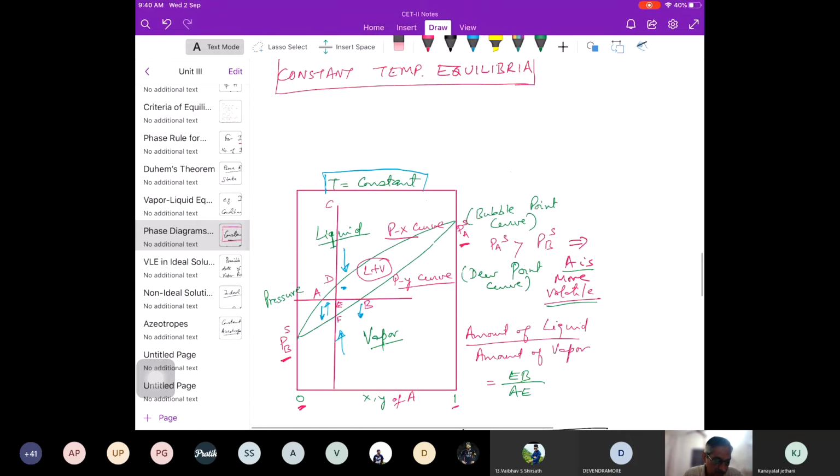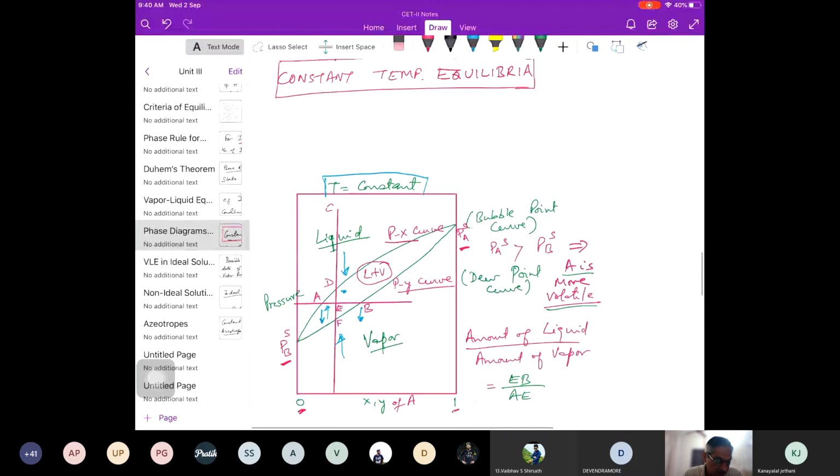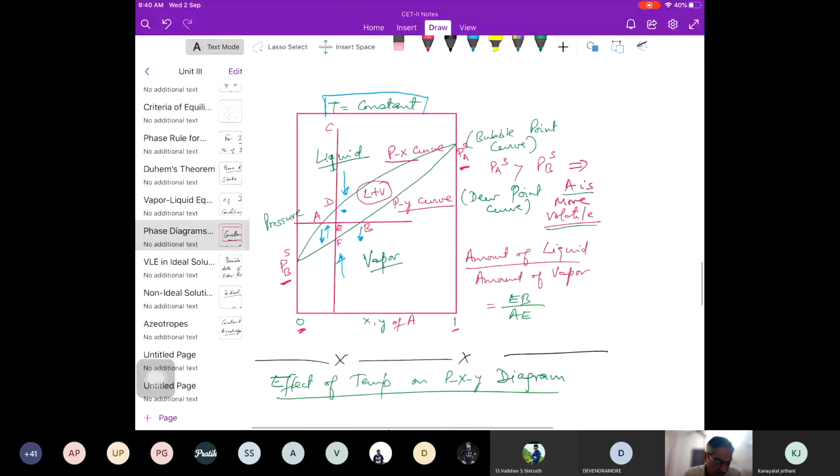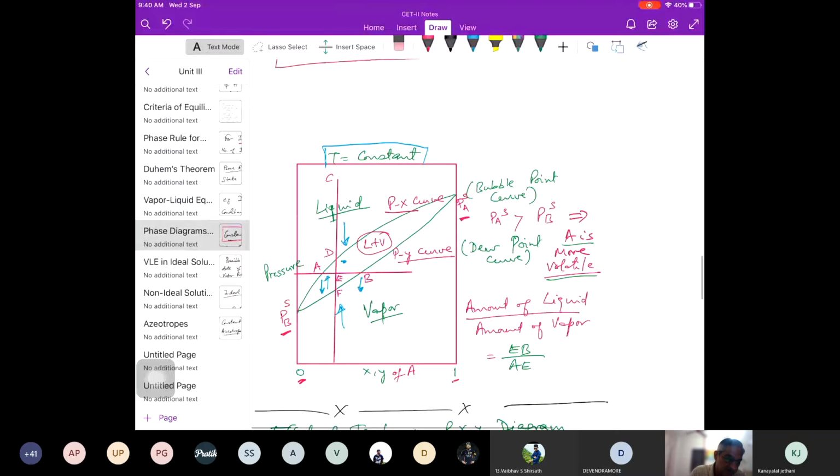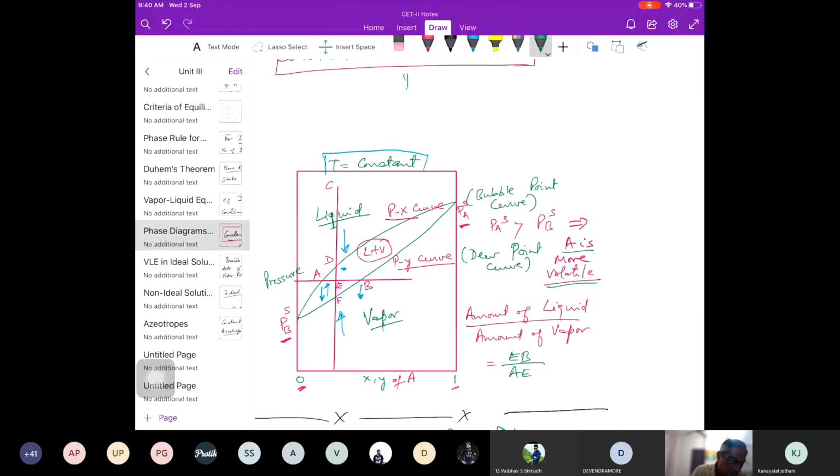Constant temperature equilibrium is called PXY diagram. So pressure versus XY. Just like TXY diagram, temperature versus XY. Here we are plotting pressure versus XY. Any questions?